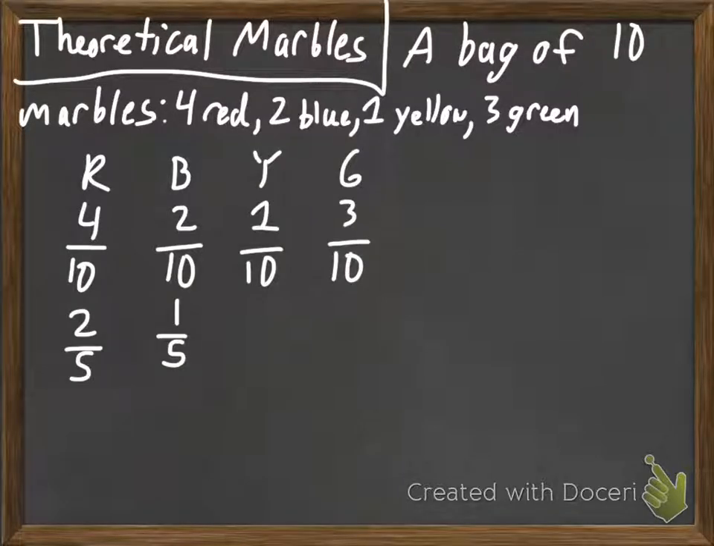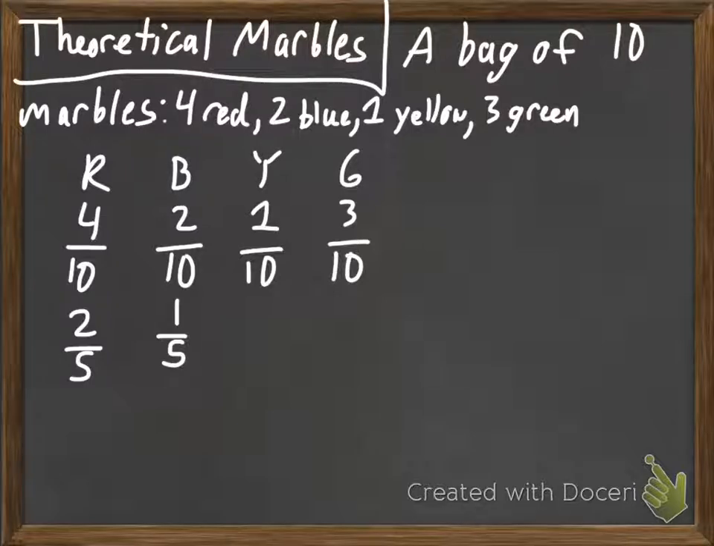Okay, so theoretically, when we're drawing these marbles out, we should get red 4 out of 10 times, or 2 out of 5. Blue 2 out of the 10 times, or 1/5 of the time. Yellow 1 out of 10, and green 3 out of 10. Now we know that's not actually going to happen.